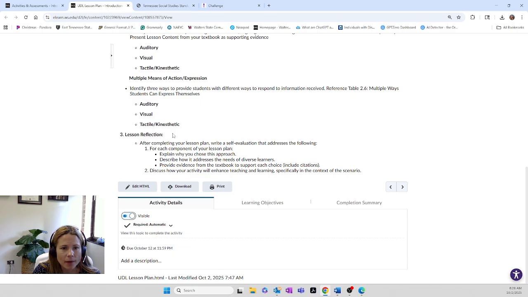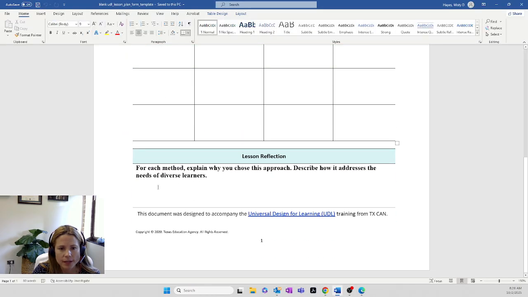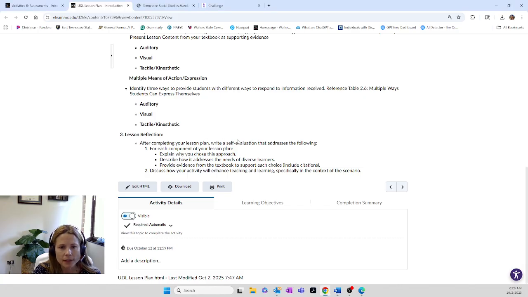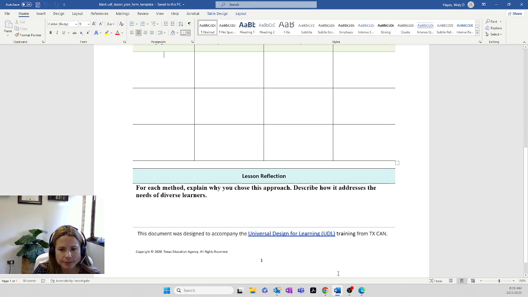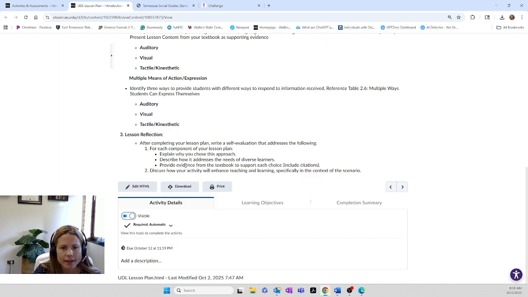And then lastly, at the bottom here is going to be this section right here. So you're going to download and just complete this form and lesson plan template, if you will, and that's what you'll submit. But you'll see the same questions are down here. Okay, it says after completing your lesson plan, you're going to write a self-evaluation, which is at the bottom of the lesson plan form. Explain why you chose this approach, why you chose each approach here, and then describe how it addresses. And then the last one is just providing evidence from the textbook.